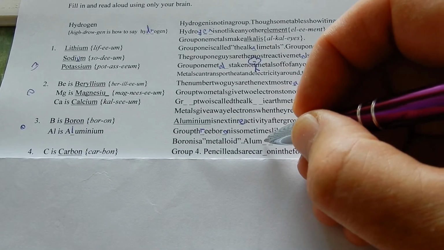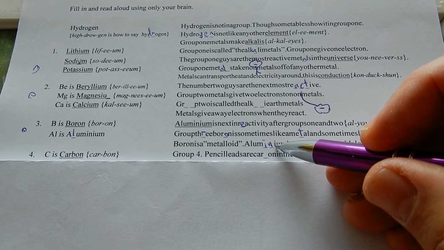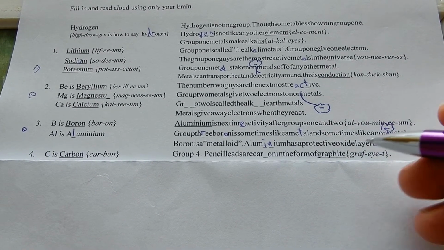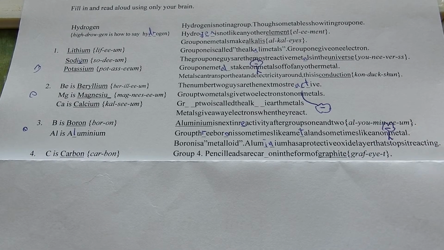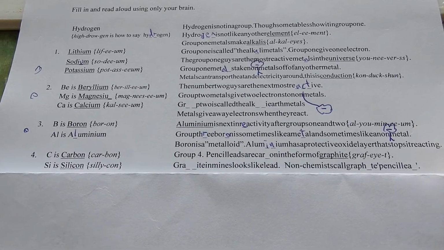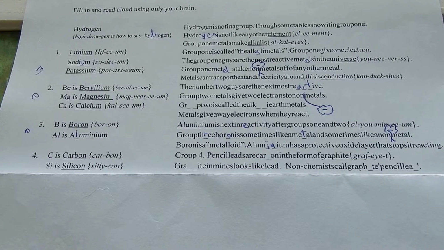Aluminium. Americans don't use the second I, so they pronounce it aluminum. Aluminium has a protective oxide layer that stops it reacting. Yes, that's why your aluminium laptop doesn't rust away.